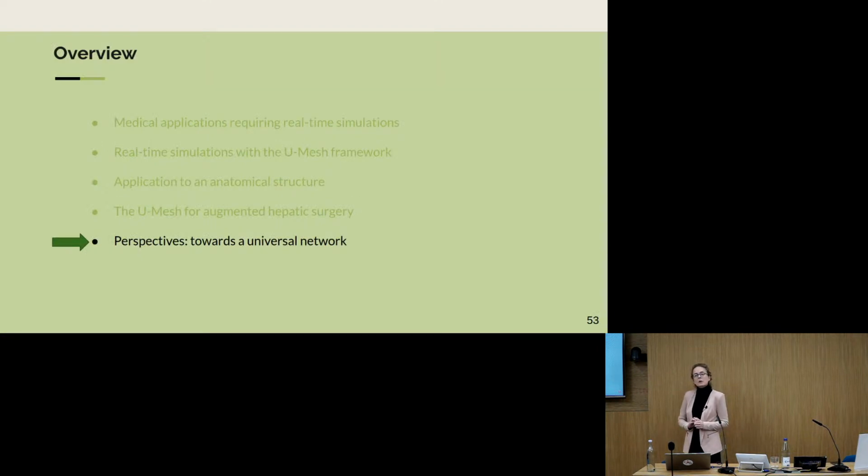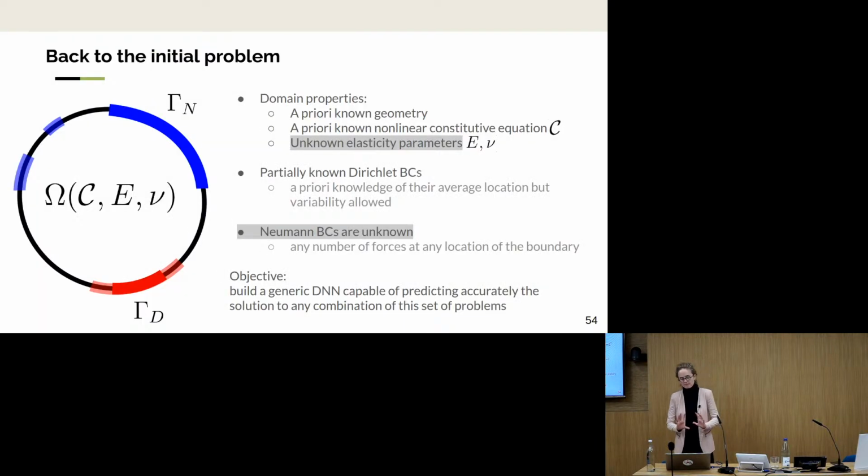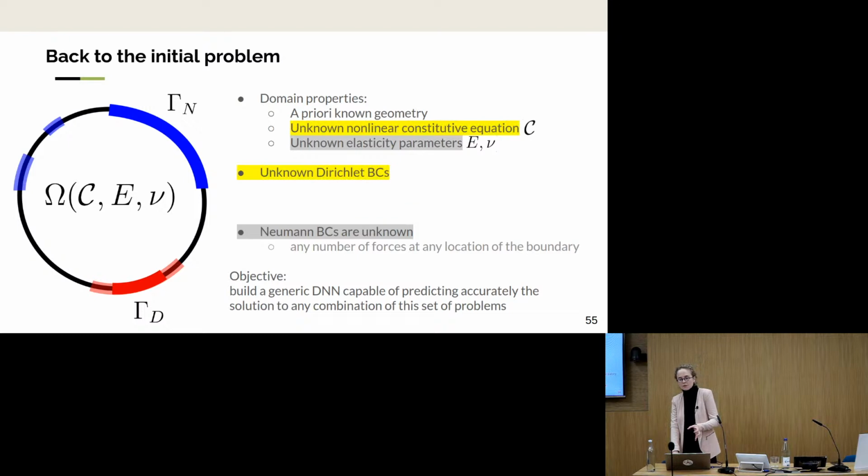I will explain how we could include intraoperatively available information into the network. So let me first come back to the initial problem. We wanted to produce a generic deep neural network that was capable of predicting the solution to any combination of this set of problems. And we actually did it. But what happens now if the nonlinear constitutive equation is unknown or not exactly identified, and if the Dirichlet boundary conditions are unknown?